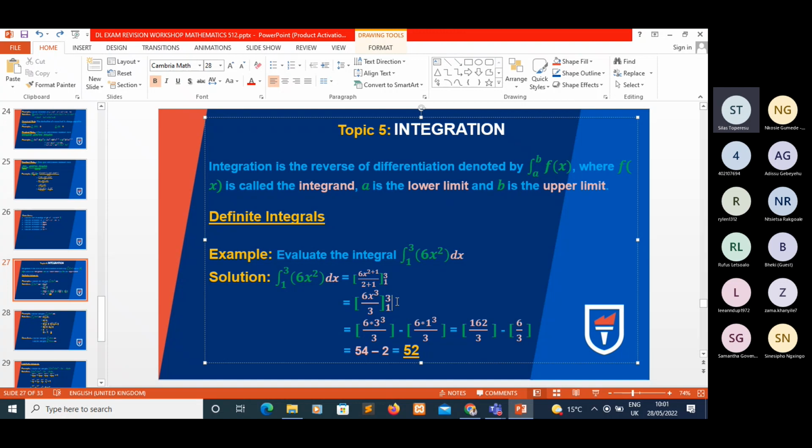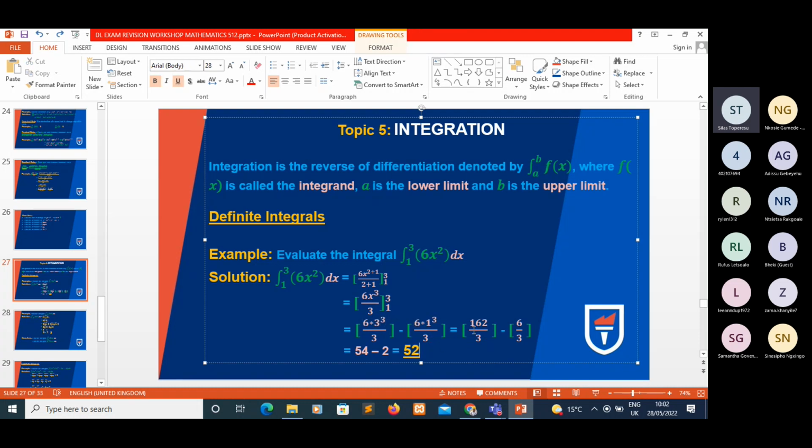Since I have this limit, which is 3 and 1, what does this limit mean? It means after I integrate, you have to put in the upper limit minus the lower limit. So now I substitute this 3, the upper limit, in place of x, which means 6 times 3 to the power 3 over 3. Then I'll say minus the substitution of the lower limit, which means substituting 1 into the same expression, 6 times 1 to the power 3 over 3. So I'm solving this one, and then subtracting the lower limit.